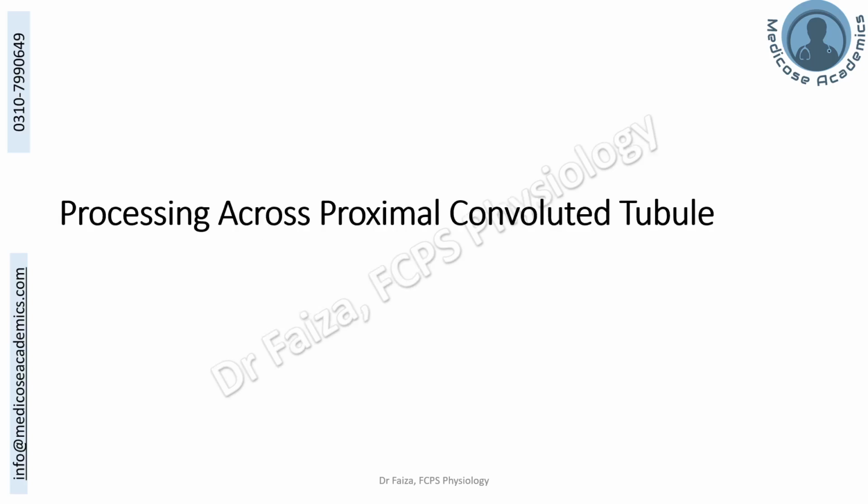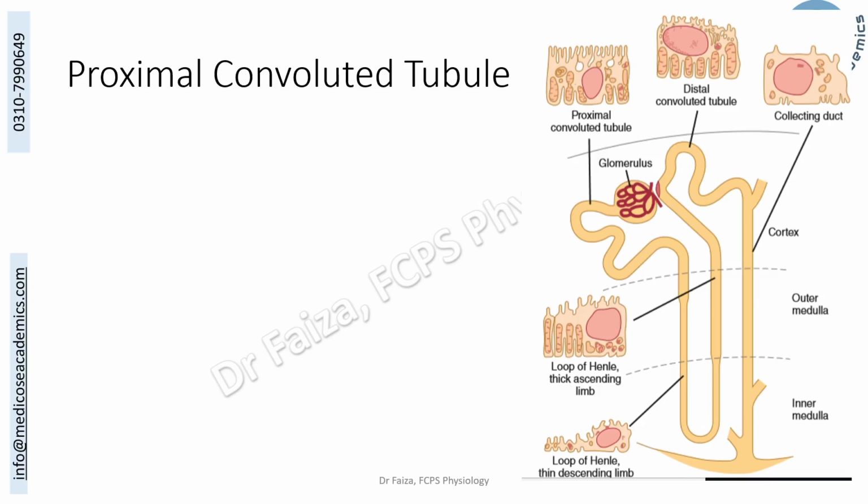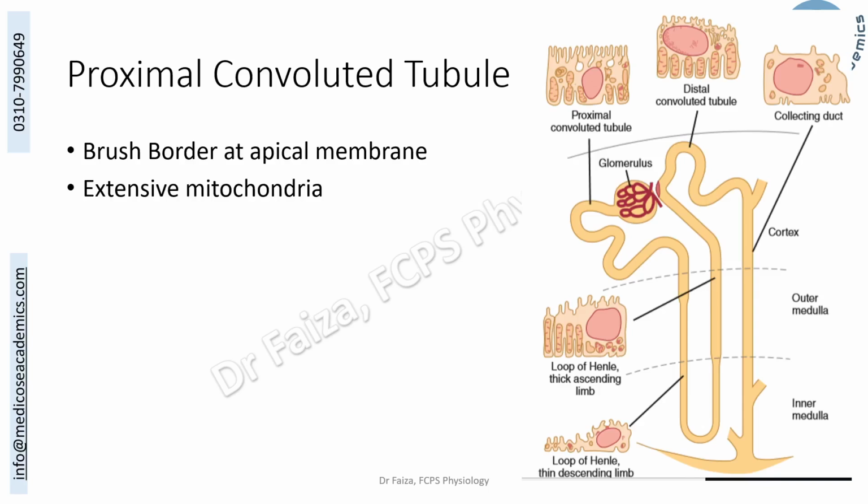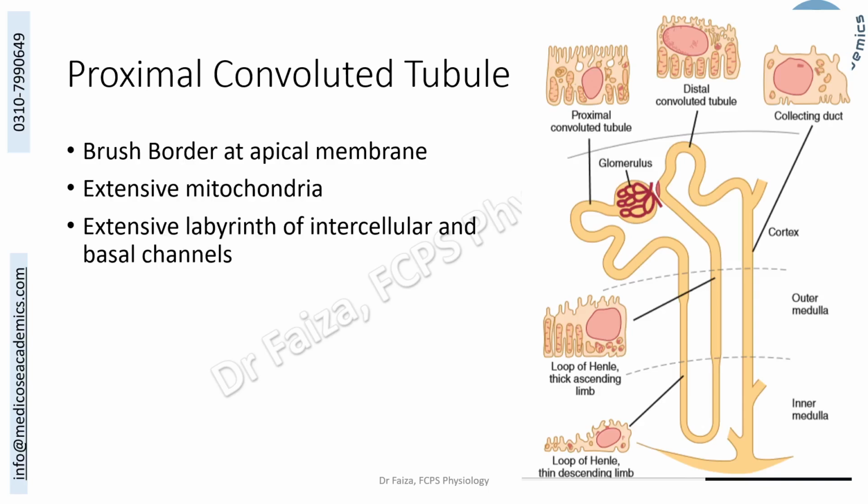So starting from the processing across the proximal convoluted tubule, first, let's look into the characteristics of this segment of the tubule. It has a very good brush border at the apical membrane, extensive mitochondria to supply the energy for the very high reabsorptive capacity of this segment, plus an extensive labyrinth of intracellular and basal channels to provide a passage for the reabsorption of these substances.